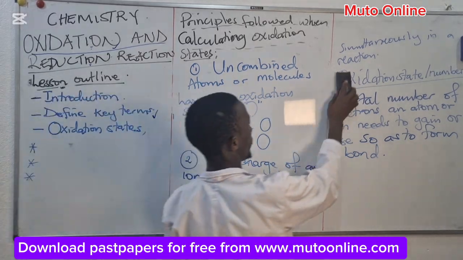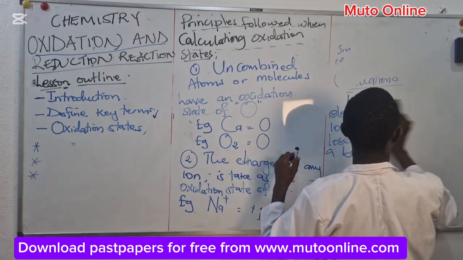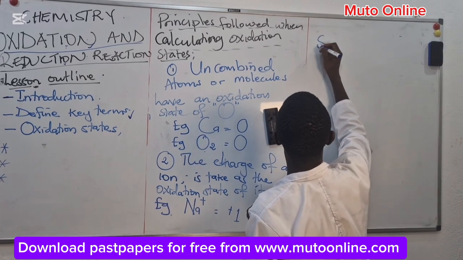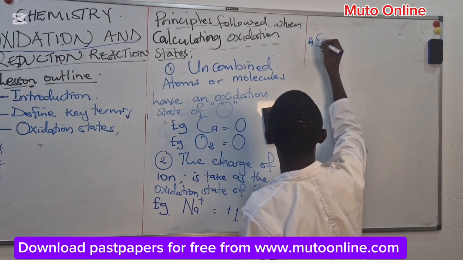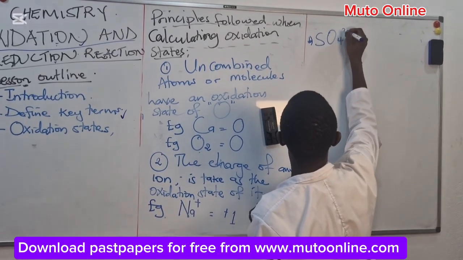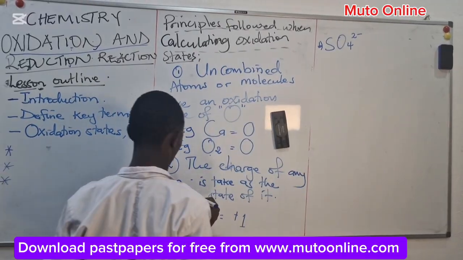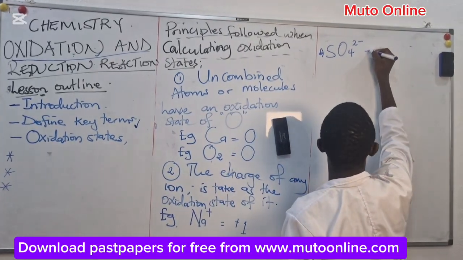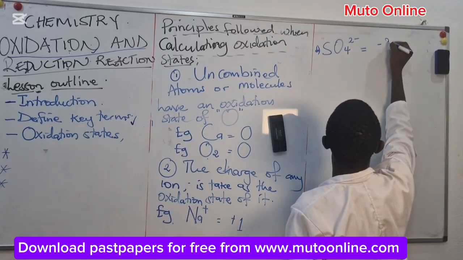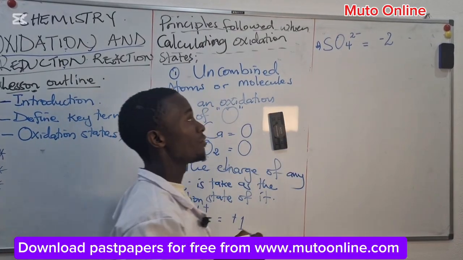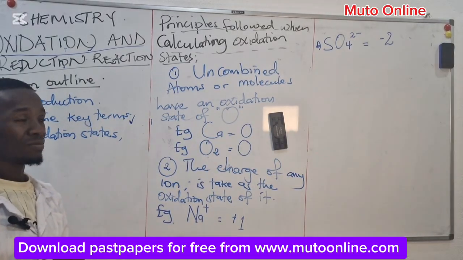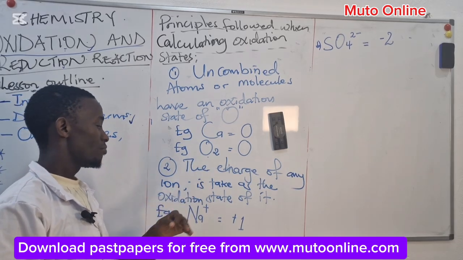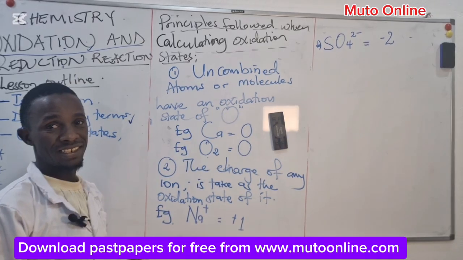Let's look at another example. Let's talk of a sulfate ion. We write it like this. So the oxidation state of this sulfate ion will be -2 because it has a charge of -2. So the charge on an ion becomes its oxidation state.